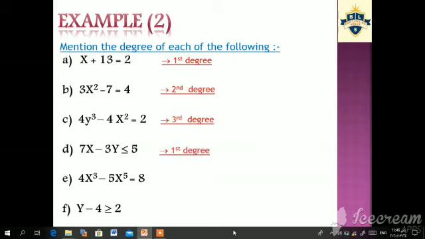Letter E, 4x^3 minus 5x^5 equals 8. This is an equation with x^3 and x^5. The power of the first x is 3 and the power of the second x is 5. Which is greater, 3 or 5? Yes, 5. So the equation is of fifth degree. Letter F, y minus 4 greater than or equal to 0. This is an inequality of one variable y and its power is 1. So the degree is first.